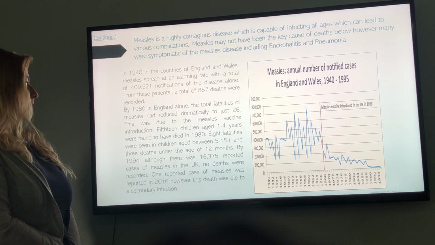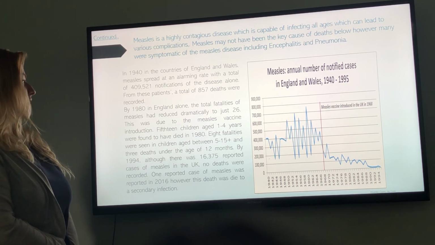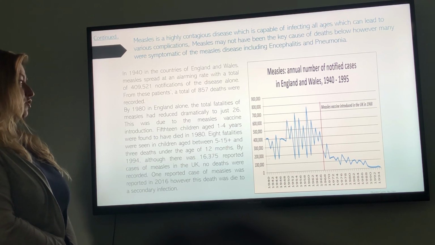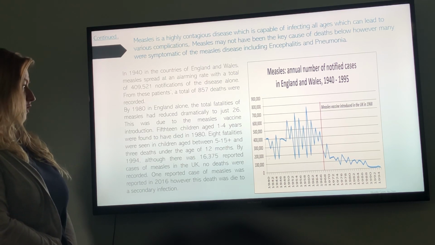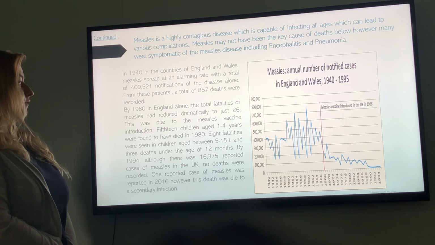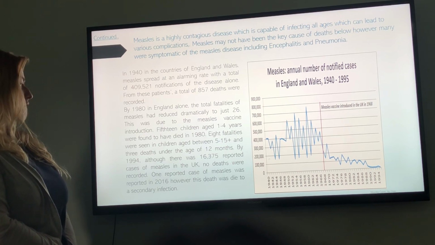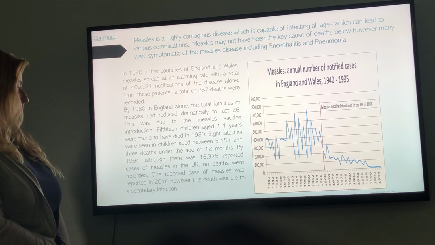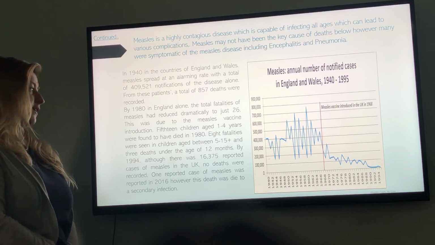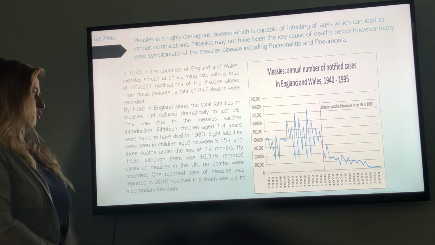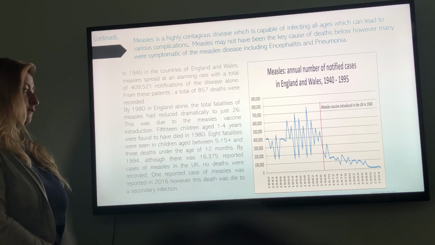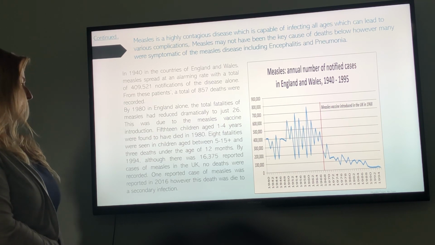From these patients, a total of 857 deaths were recorded. By 1980, in England alone, the total fatalities of measles had reduced dramatically to just 26, and this was due to the measles vaccination introduction. 15 of those children were aged between 1 and 4, and they were found to have died in 1980. 8 fatalities were seen in children aged between 5 and 15 plus, and 3 deaths under the age of 12 months.